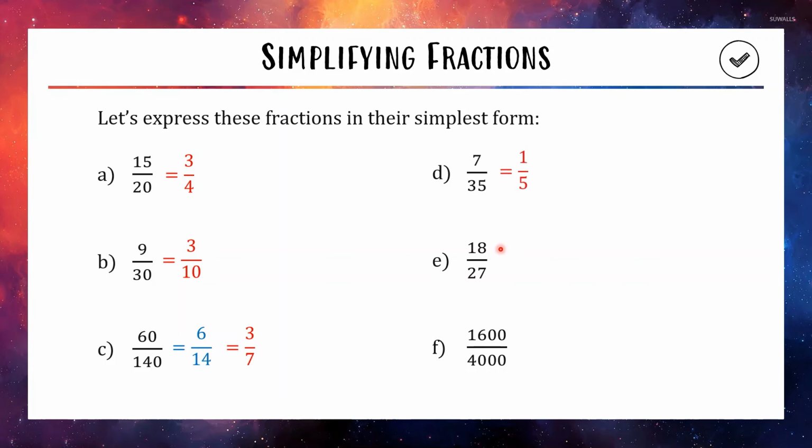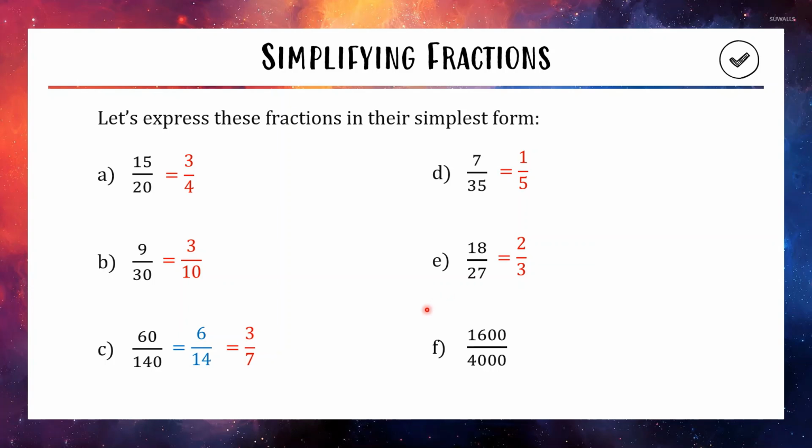Question E, we have 18 out of 27. What's a common factor of 18 and 27? A good answer here is going to be 9. We could do 3, but you always want to try and do the biggest number possible to save you some steps. So 18 is 2 lots of 9 and 27 is 3 lots of 9. So we have 2 out of 3.